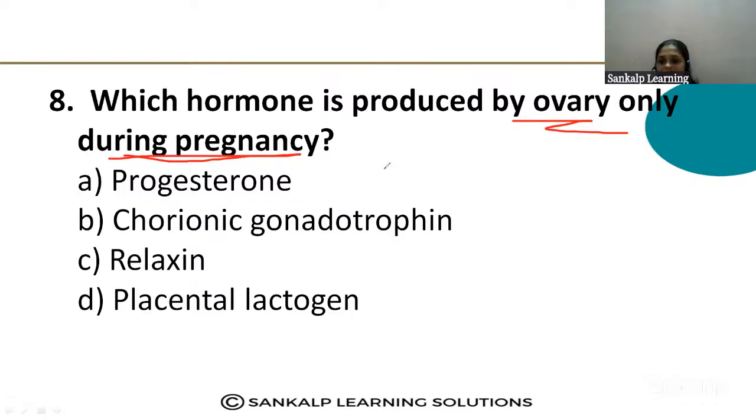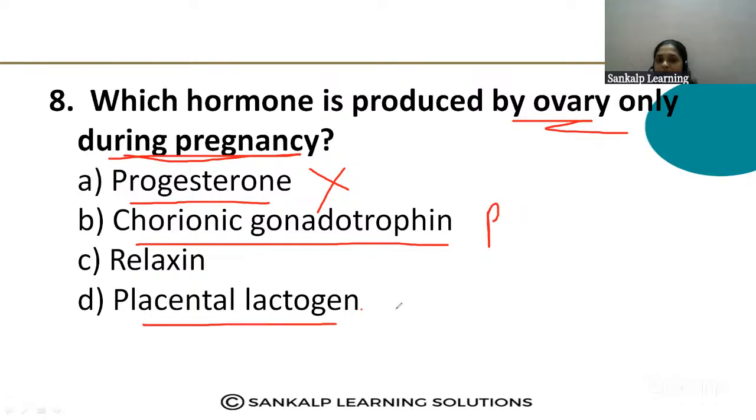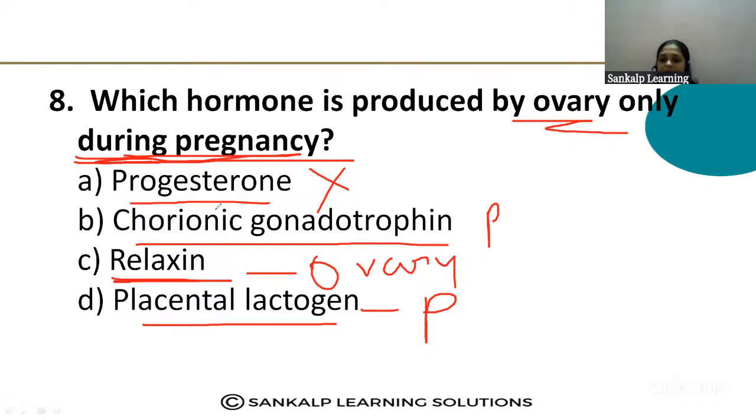Option C, relaxin. Yes, very good. Many are writing the answer. Progesterone is not produced by the ovary, and human chorionic gonadotropin is released by the placenta. Placental lactogen is also from the placenta, but relaxin is secreted by the ovary, only during the pregnancy. Remember this point, only during the pregnancy.